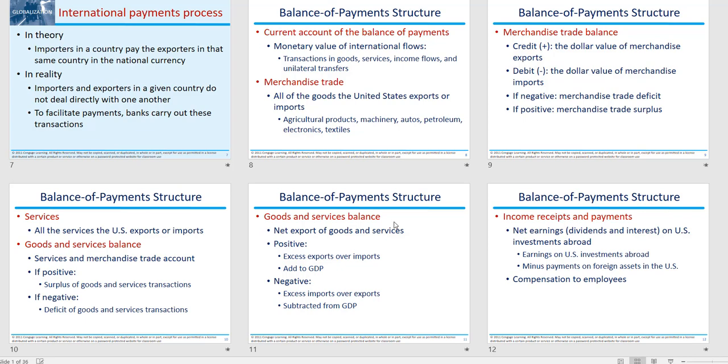However, one must know that the current account balance, in addition to the balance of goods and services, includes as well the balance in income flows. Income receipts and payments. These are net earnings, dividends, and interest on U.S. investments abroad, earnings on U.S. investments abroad minus payments on foreign assets in the United States, meaning paying to foreigners the earnings from their investments in the United States, as well as compensation of employees being received in the United States or being sent outside of the United States.